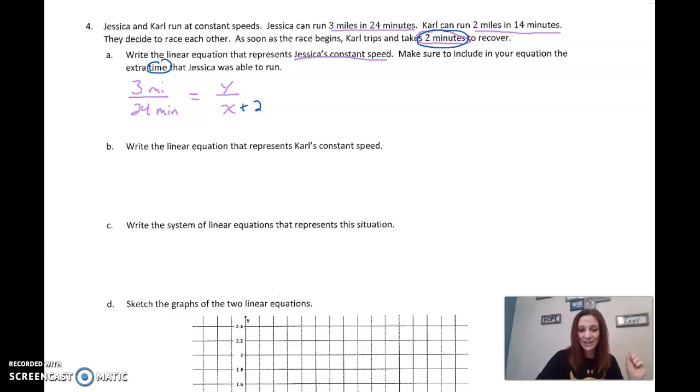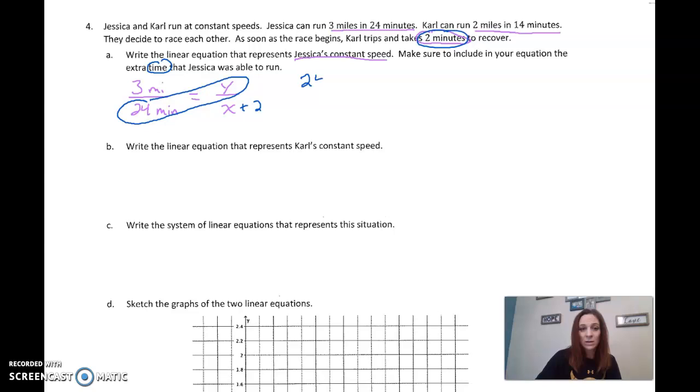This is the trick to this. When we're setting up these equations, we've done this before, but if someone has been able to run for extra time, we have to include that right here. So it's not just 3 over 24 equals y over x. It's 3 over 24 equals y over x plus an extra 2 minutes, because Jessica's running for an extra 2 minutes while Carl laid on the ground in pain. Now we solve it the exact same way as we've done before.